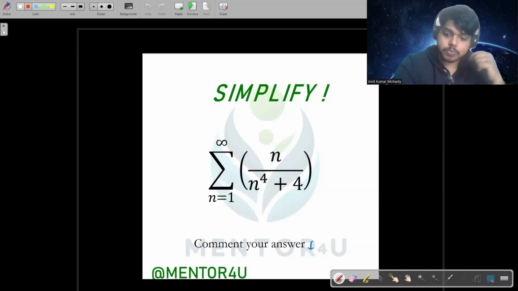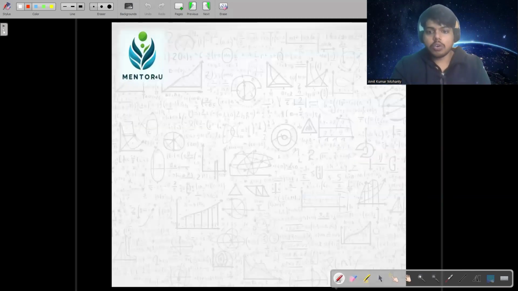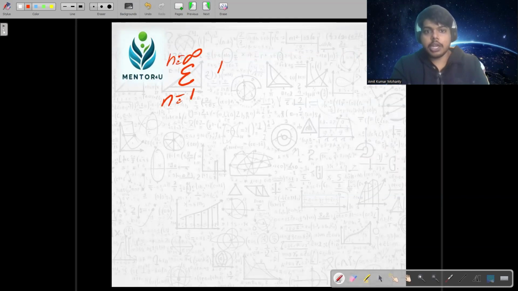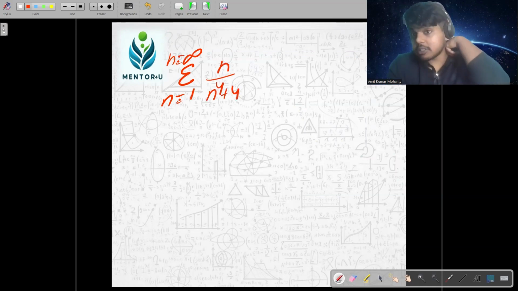Clear? So let's first understand how we'll write this particular question. It is given: summation from n equals 1 to n equals infinity of n by n to the power 4 plus 4. So the first thing that comes to our mind is that we have to write the denominator in terms of the numerator somehow. But here what is happening?